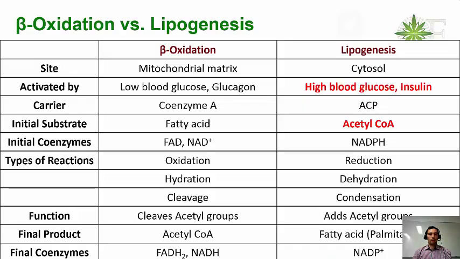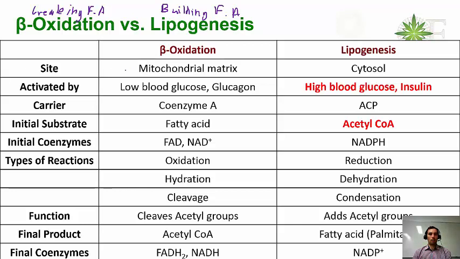So here we have a comparison of 2 of our processes we can do in our lipid metabolism: beta oxidation, which is where we're breaking down our fatty acids, whereas lipogenesis is actually the opposite. It's building up the fatty acids. So let's have a look at our beta oxidation first.